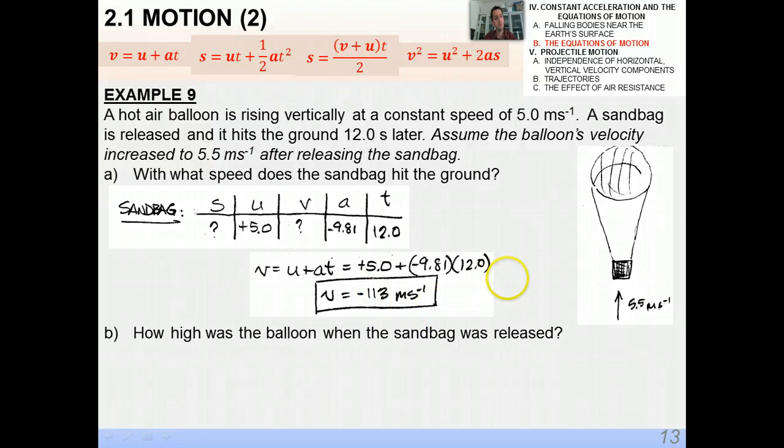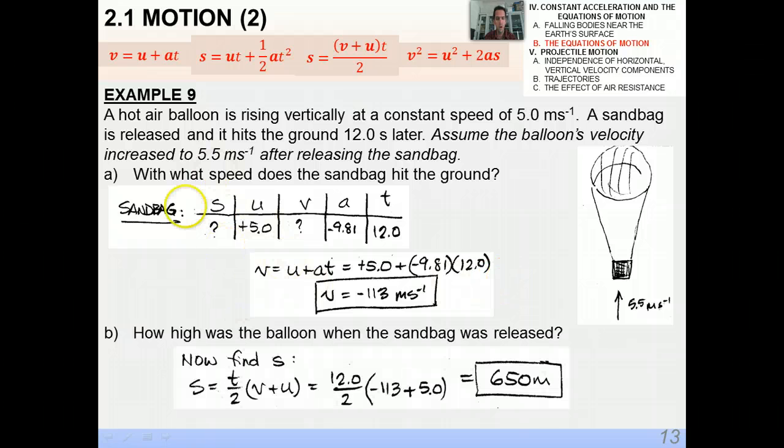How high was the balloon when the sandbag was released? Well, we have tons of information here. We now have V as one of our variables in my SUVAT table. Probably simplest just to use T over 2 times V plus U to get 650 meters.